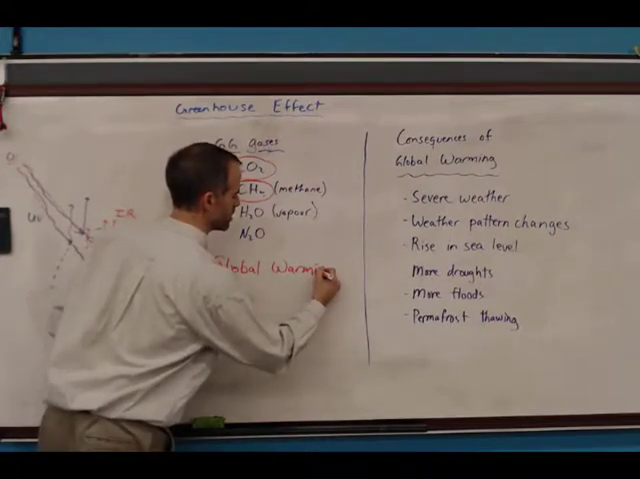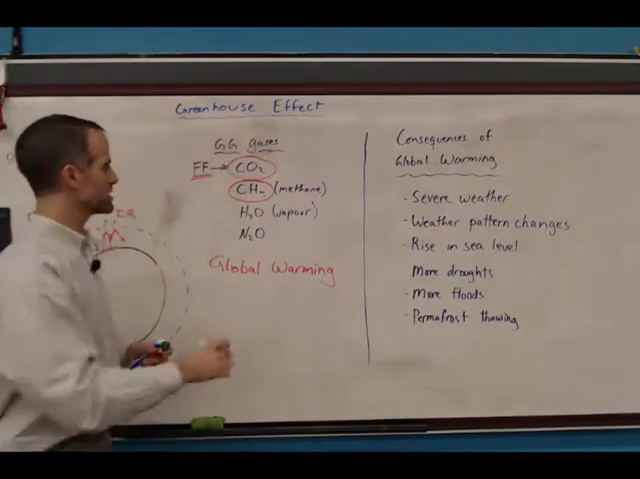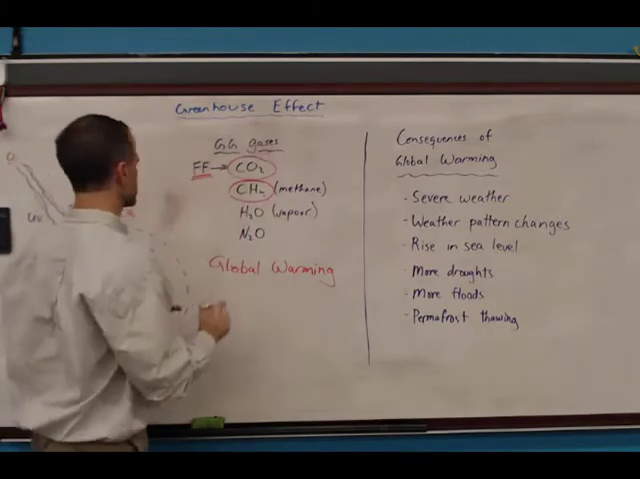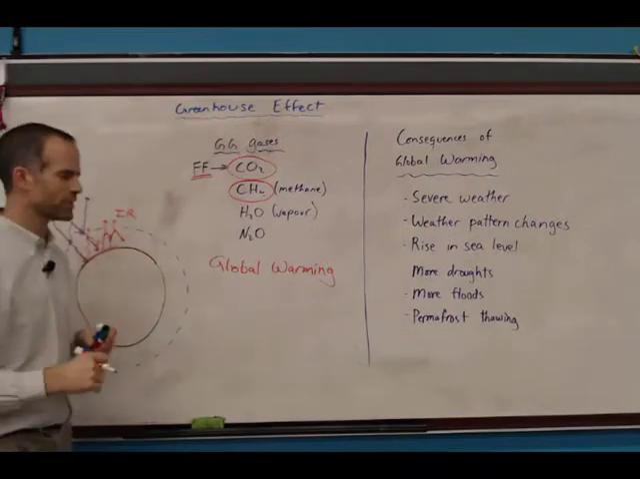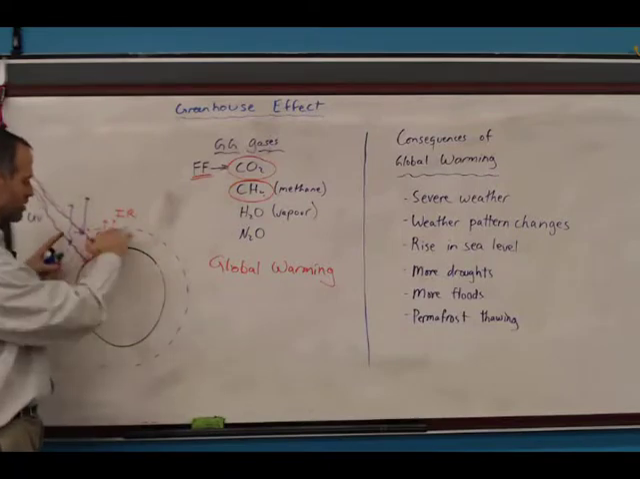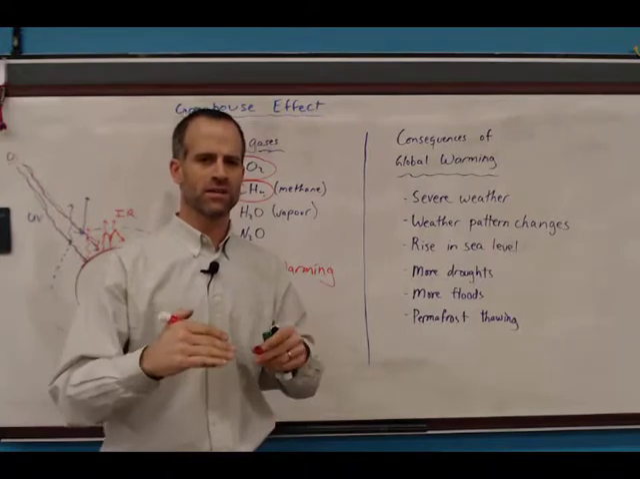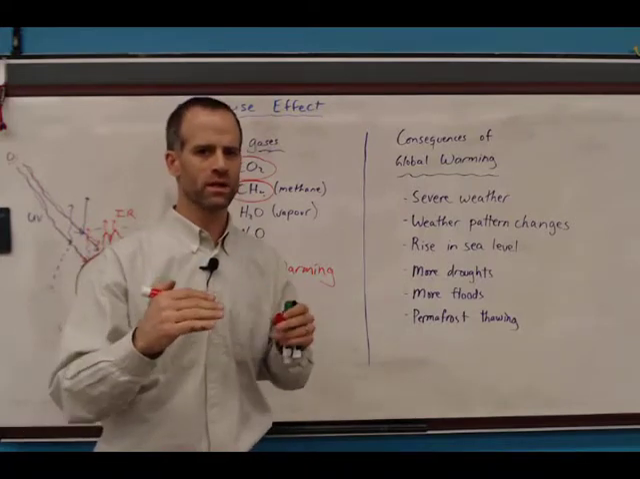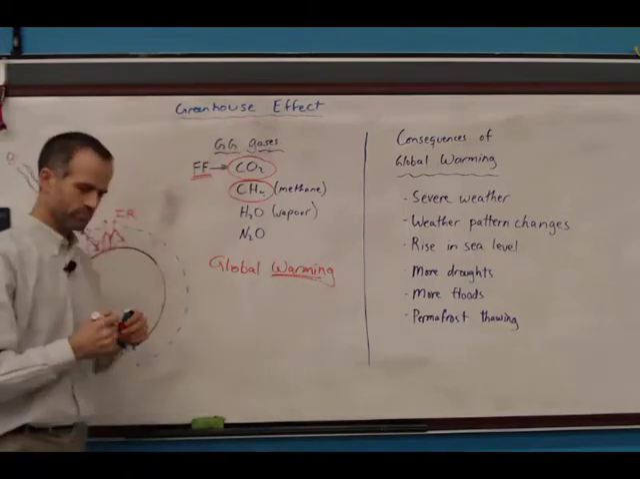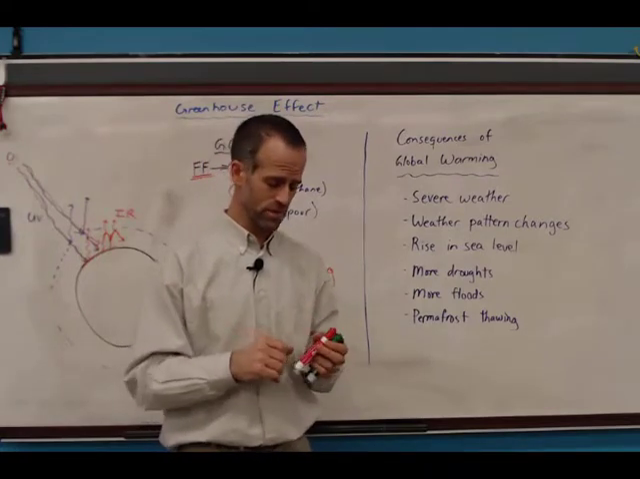Global warming is caused by the greenhouse effect on steroids. It is caused by us producing so much of this that the greenhouse effect is happening way more than it ever did. It's causing the Earth to trap too much heat, and our Earth is getting warmer and warmer and warmer, and it's going beyond what we really want it to do. So the Earth is actually warming up. This is a real problem, a very big problem, okay?